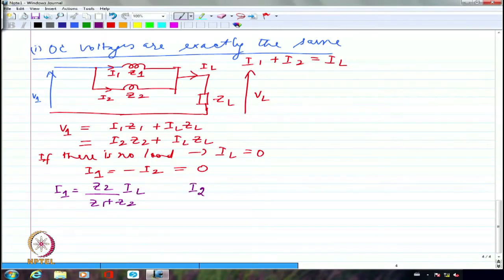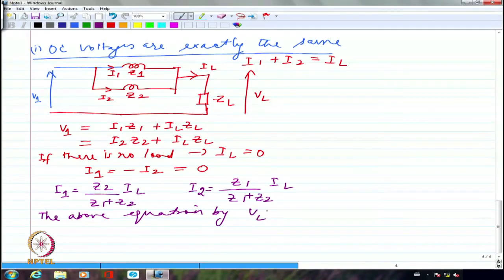Similarly, I2 is going to be Z1 divided by Z1 plus Z2 multiplied by IL. Please remember, all of these things are complex numbers. All these things are complex numbers, right? I can simply multiply the above equation by VL, or VL conjugate if I am talking about a complex multiplication.